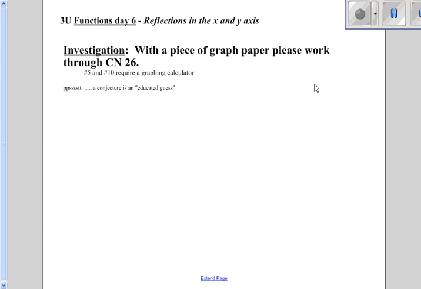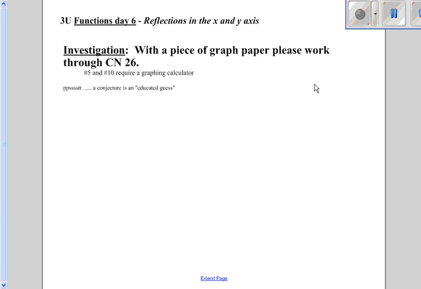3U, Day 6, we're going to be talking about reflections in the X and Y axis for functions. I really believe that investigation is the best way to learn and remember things. It's just a little bit tricky with a flipped class. So I'm going to ask you on your honor to try Course Notes 26 for a few minutes. Take a few minutes to do this.